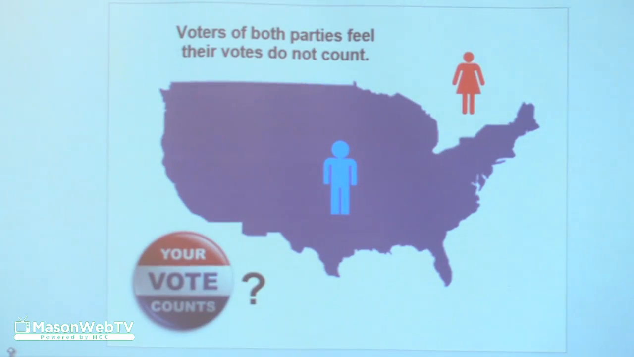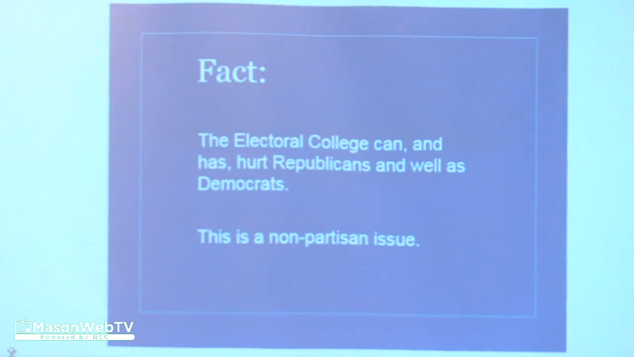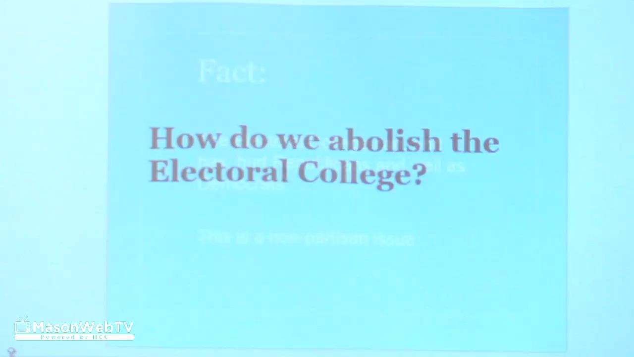So on a personal level, what about the Republican voter in so-called blue Vermont? Or the Democratic voter in so-called red Kansas? Neither of these voters feels their vote for the president counts. And this is a disincentive for them to vote. And the League says this is bad for our democracy. So fact, the system can and has affected both parties. So this is a nonpartisan issue.